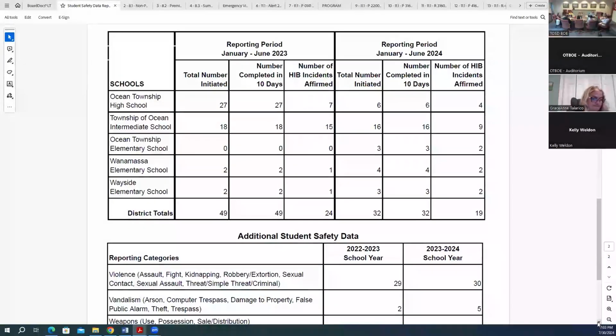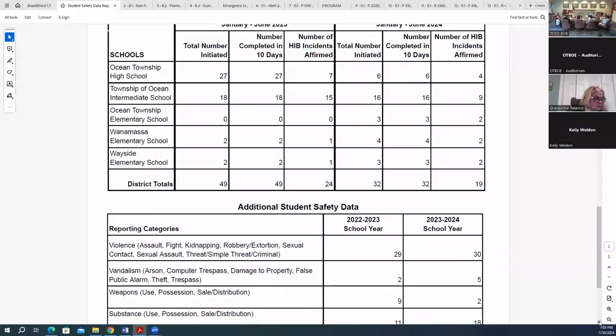And you see it goes down to the middle school. This year we did 16 investigations, nine confirmed HIBs there. And just to break that down, the district total for this portion of this year was 32 investigations, 19 affirmed HIBs. That completes the HIB portion of this report.